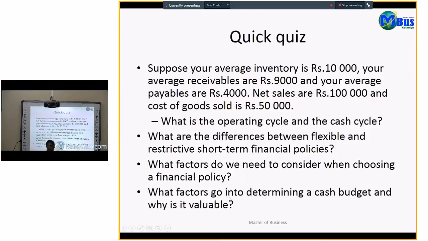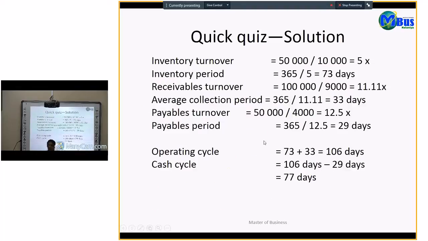What factors go into determining a cash budget and why is it valuable? When we prepare the cash budget, we consider those things, right? The answer for this calculation is also given here, right? Don't have to bother, same as before.